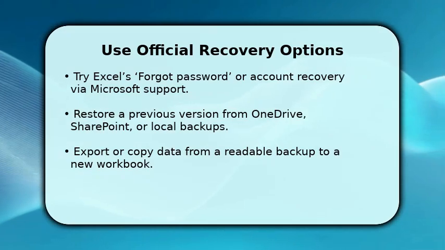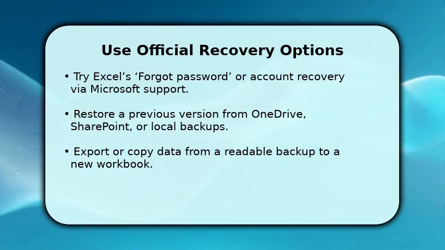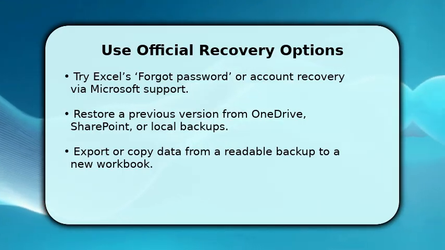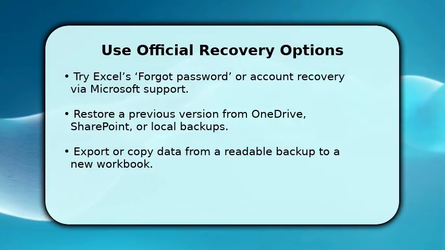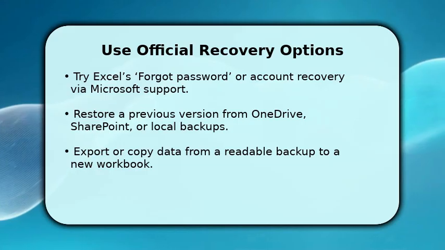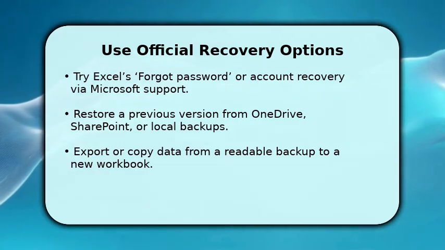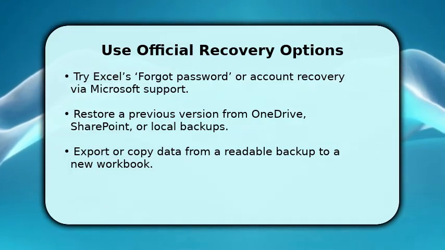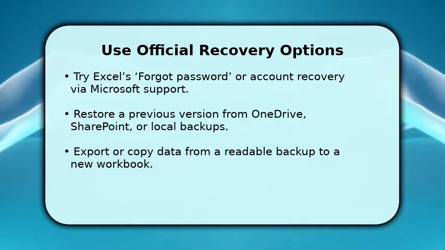Next, use official recovery channels to regain access. If the workbook is tied to a Microsoft account, follow account recovery prompts. Microsoft support can guide you through identity verification. Once done, check OneDrive or SharePoint version history and restore a previous version that isn't password protected. If you have a readable backup, make sure to export critical sheets and paste them into a fresh workbook. These legitimate steps preserve data integrity and respect security control.